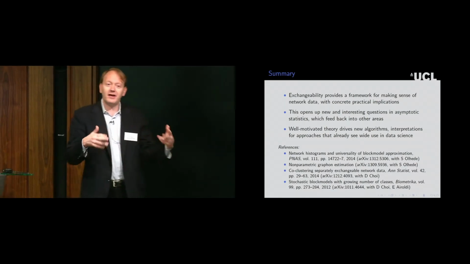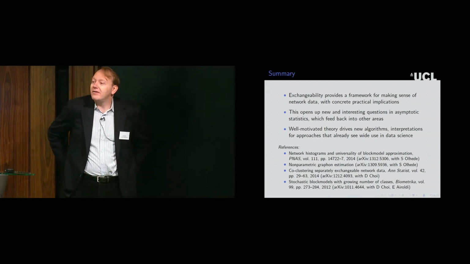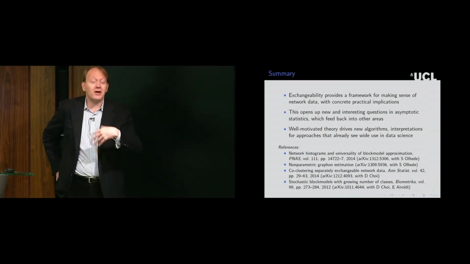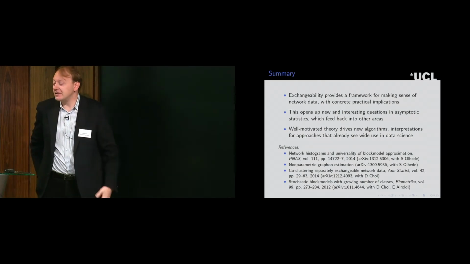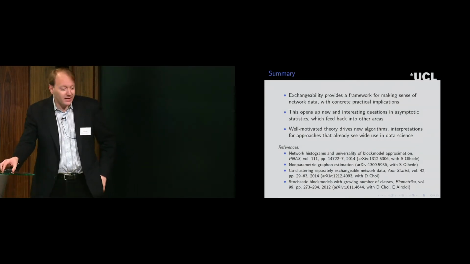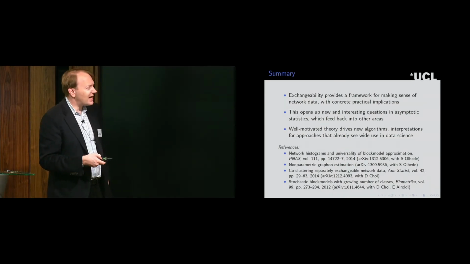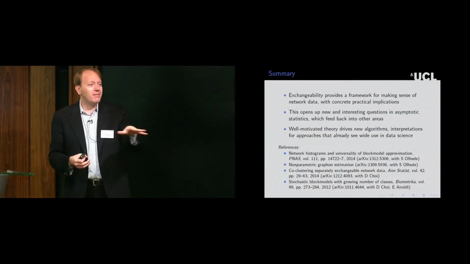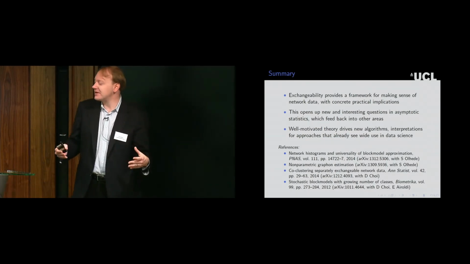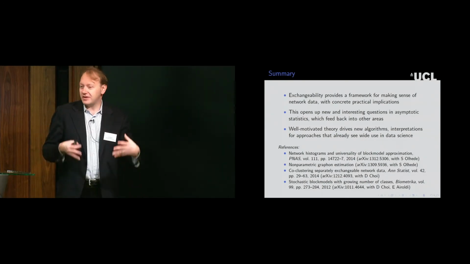Exchangeability, or invariance to permutations, here gives a really nice framework for making sense of networks where we don't have all the information we would like about how the nodes in the network relate to one another. I think more generally, this is an example of something where tools from other branches of mathematics and other practical problems can feed back into statistics and give people in the field new things to think about.